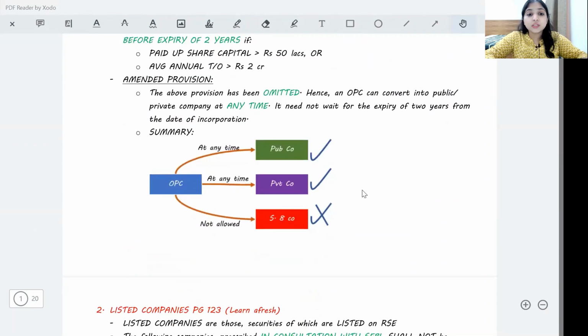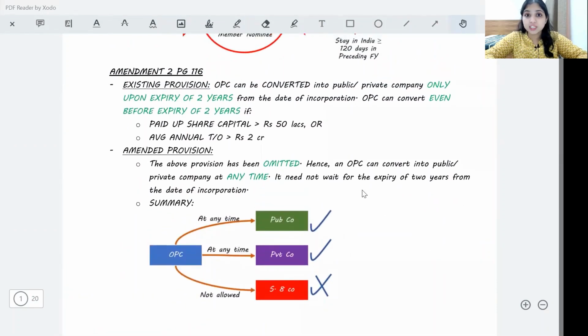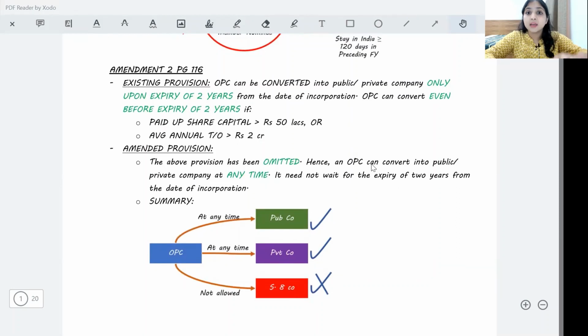Now coming to the next change, there is one more change in one-person company. Earlier, the provision was that if a one-person company wants, it can convert into a public company or private company. But it can convert into a public or private company only after the expiry of 2 years. But even before the expiry of 2 years, if it wants to convert, it can only if its paid up share capital is more than 50 lakh or turnover is more than 2 crore.